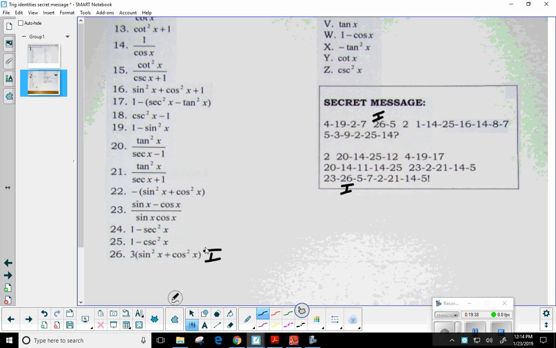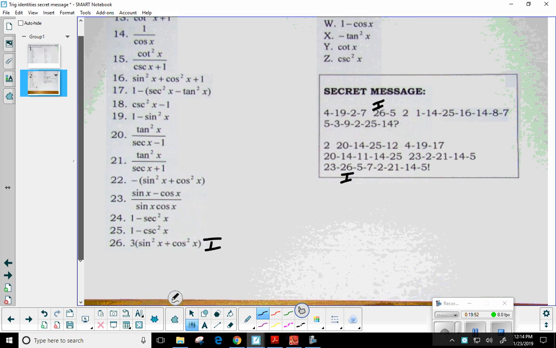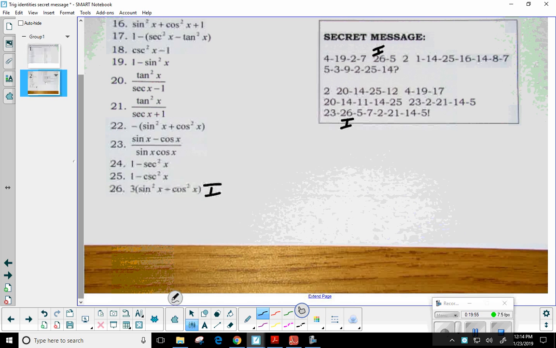All right, now, second problem. 23? You guys want to do 23? Okay, let's try that one. We got sine of x minus cosine of x, and this is all over sine x cosine x. Now, can I just go ahead and cancel the sines and the cosines? If it was a product over a product, absolutely, the answer would be 1. So, ideas.